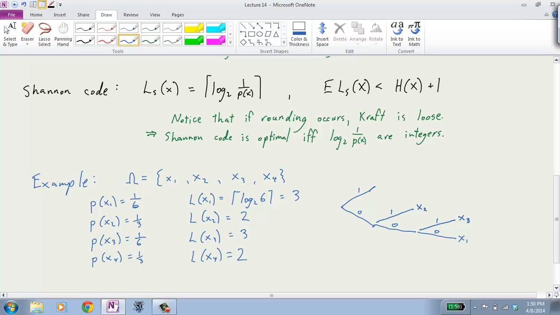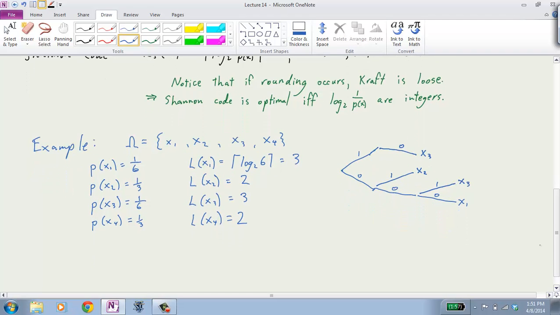Okay? And then finally, x4 needs to be at depth 2 again. Well, this whole lower branch is completely taken up, right? So we have to go up to this branch up here. Let's just go down the 0 path and put x4 right there. Okay? So there, we've embedded these symbols into a binary tree. And that means our prefix code is just the following.